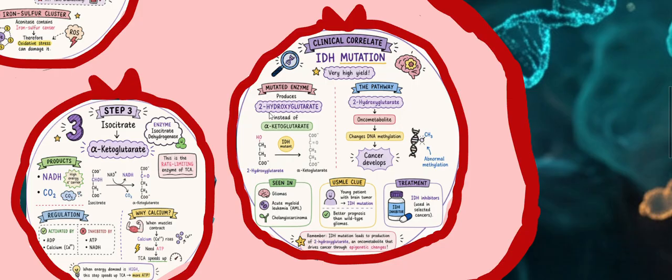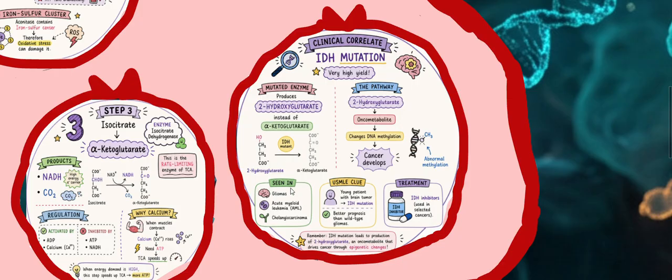What is an oncometabolite? An oncometabolite is basically something that alters the DNA methylation and blocks cell differentiation, and this promotes tumor formation. This is very, very high yield. So an oncometabolite alters the DNA methylation and blocks the cell differentiation, promotes tumor formation. So it's seen in these really bad tumors, guys. It's an examiner favorite question.